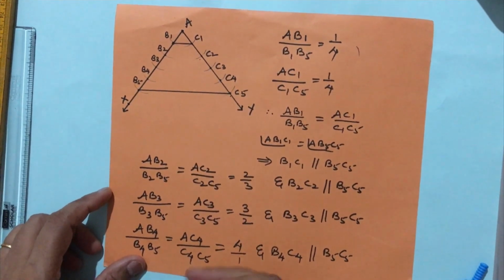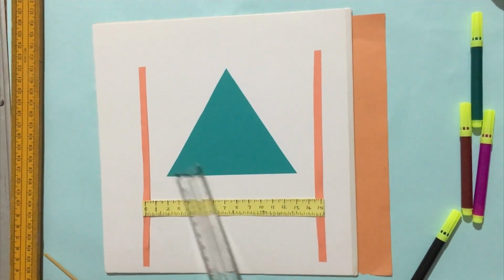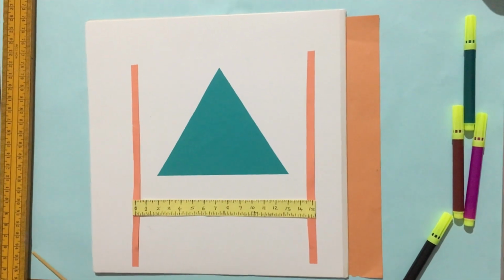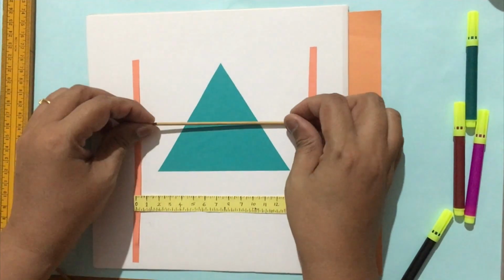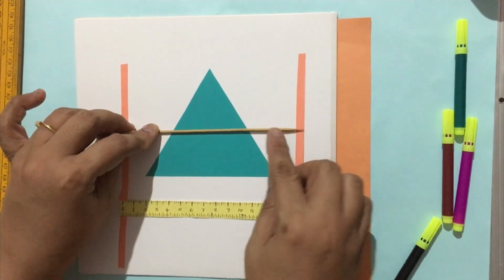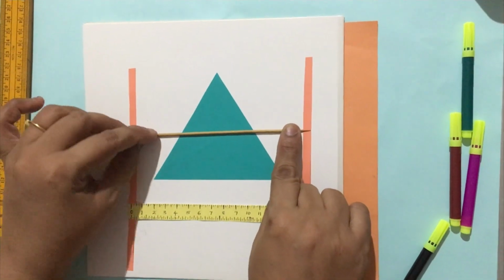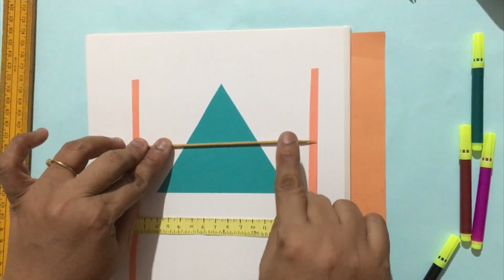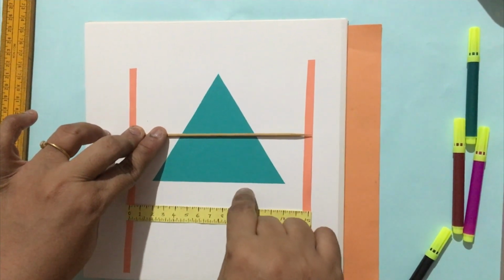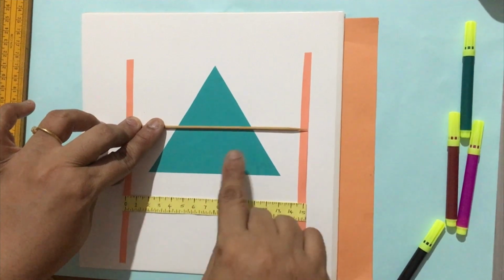Let us prove it theoretically. Okay. Let us take a triangle. In it, I am drawing a line which is parallel to the base. Okay. Now I am taking a stick and keeping the stick parallel to BC. As we know very well, by using the BPT theorem, if a line is drawn parallel to any side of a triangle, then it divides the other two sides in the same ratio.